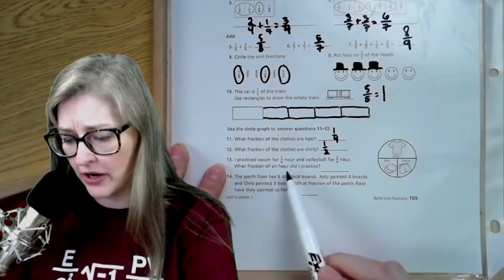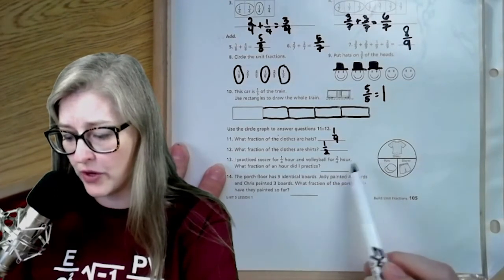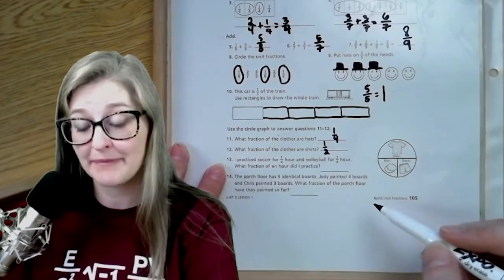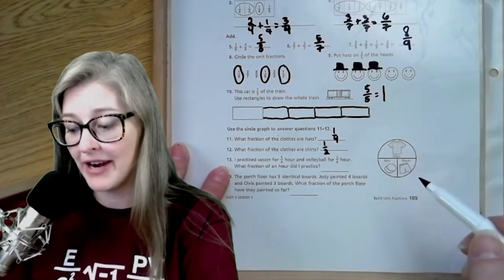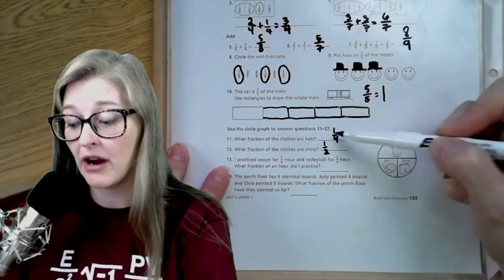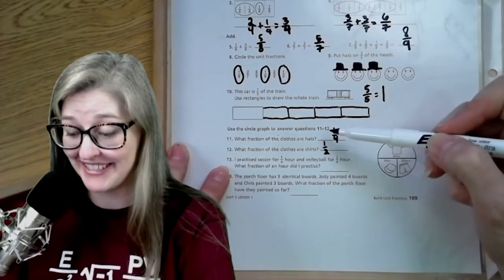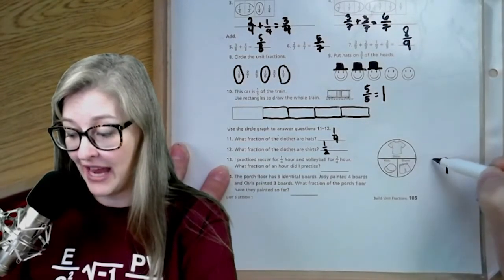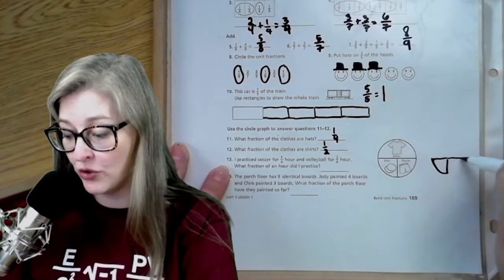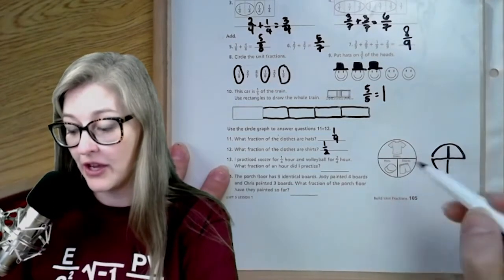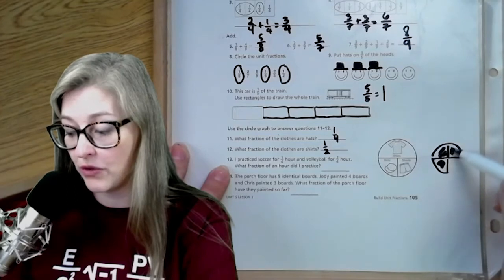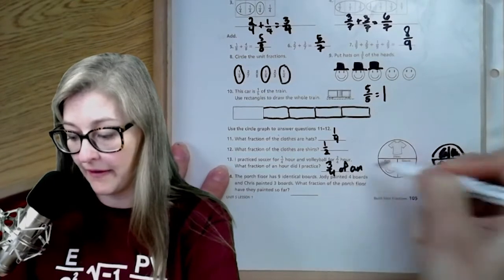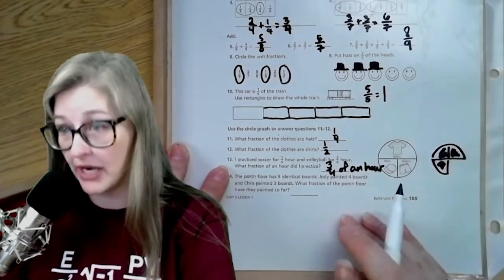I practiced soccer for 1/4 hour and volleyball for 2/4 hour. What fraction of an hour did I practice? Pause and come back. All right. You should notice that these numbers are very much like what they had you do up here. So if you practice soccer for 1/4 of an hour, and then you did volleyball for 2/4 of an hour, you're talking 1, 2, 3/4 of an hour. Sorry, my handwriting's a little sloppy there.